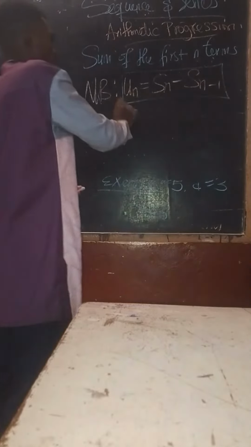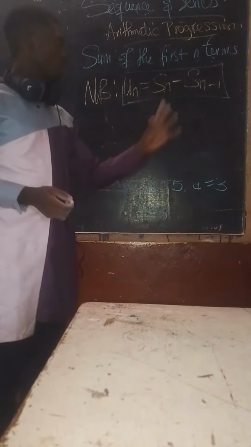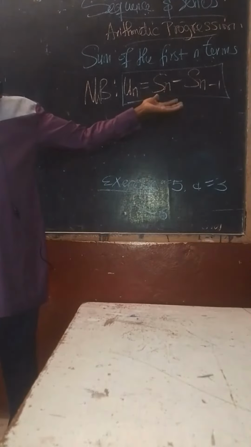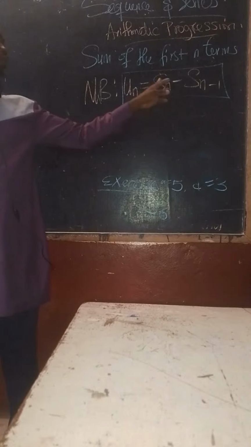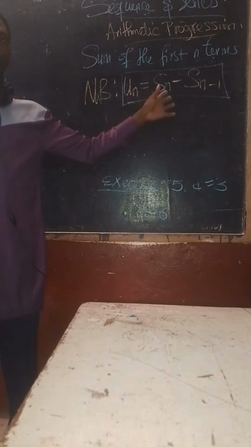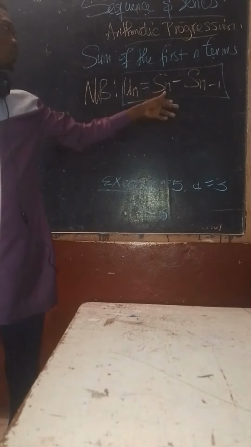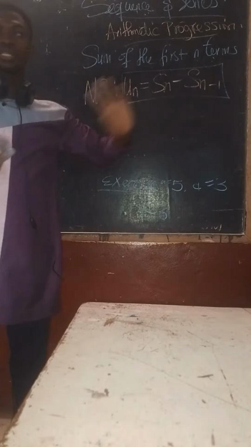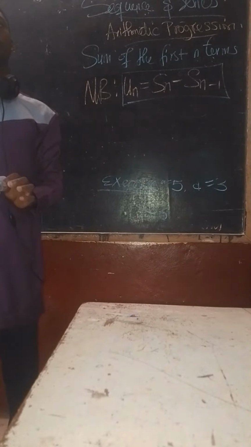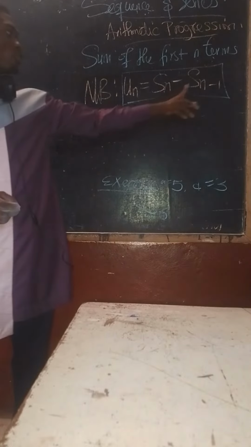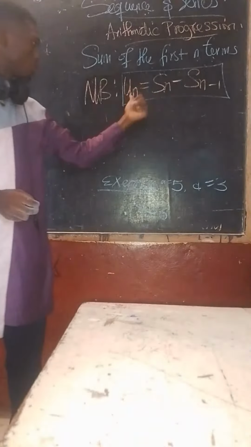This is a beautiful formula that sometimes you can use. There are some scenarios that only this formula will help you. You don't even need to understand anything here. If they give you the sum of the first 10 terms and the sum of the first 9 terms, you can determine the nth term. If they give you the sum of the first 5 terms and the sum of the first 4 terms, you can also determine the nth term.